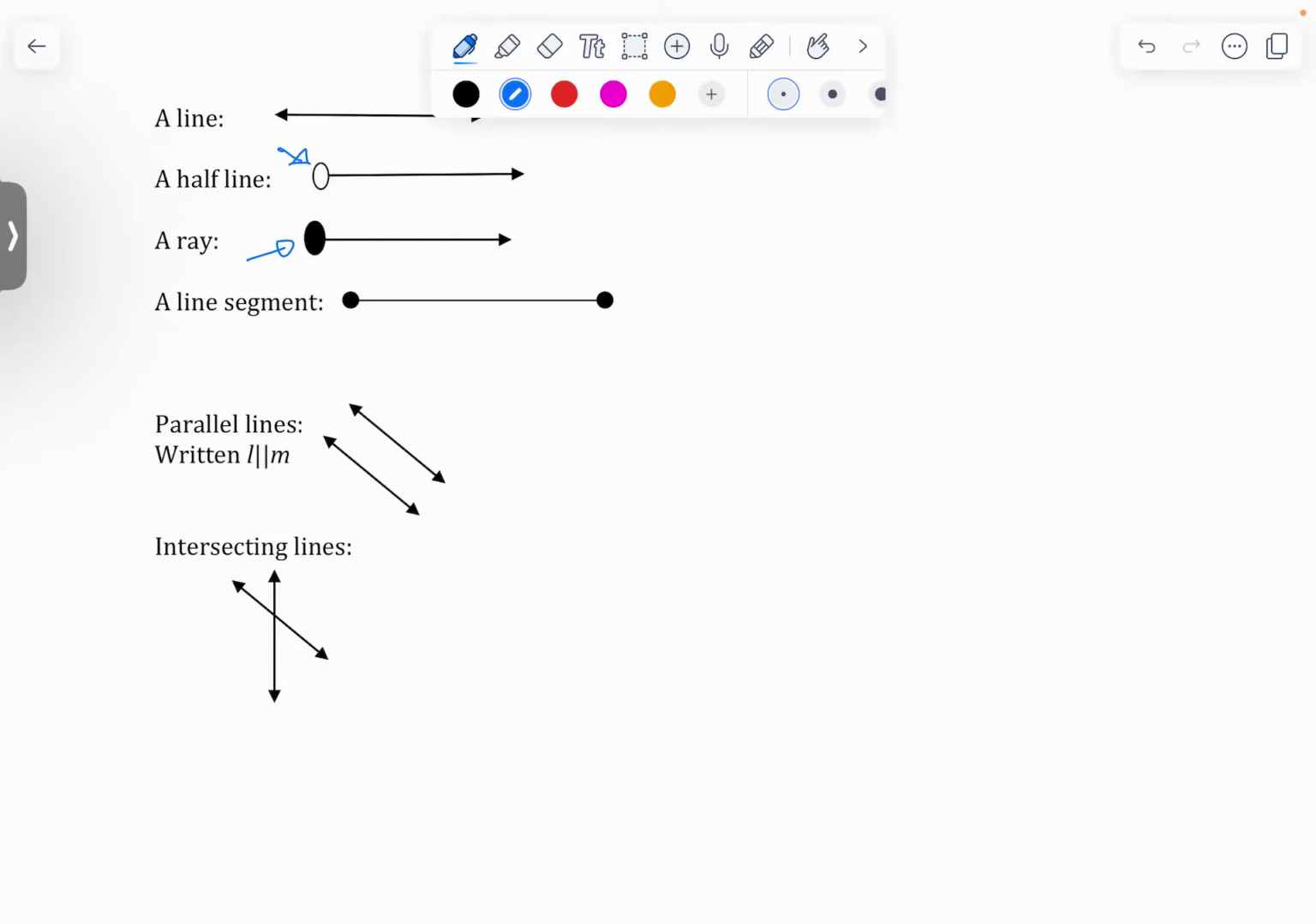A couple of pieces of notation. So parallel lines, right? Lines that run next to each other but never cross. And the big thing here is notice the notation L, two vertical lines, M. All right, with our two lines, that would be L, and that one would be M. So we have our two lines, and so get used to that notation that indicates parallel lines. And then intersecting lines, two lines that cross.